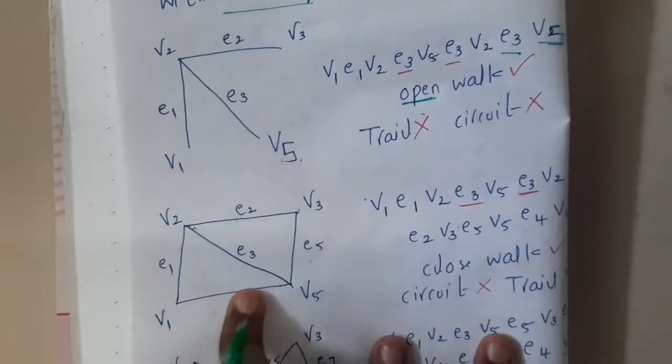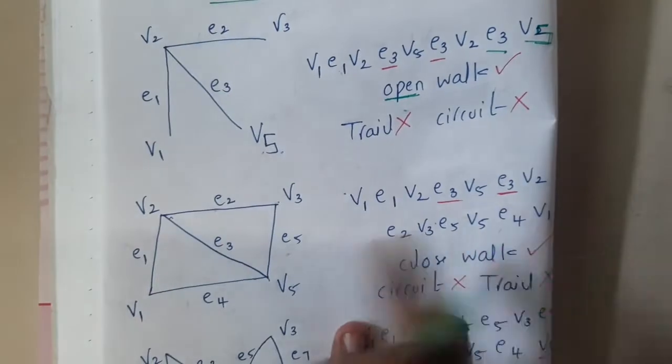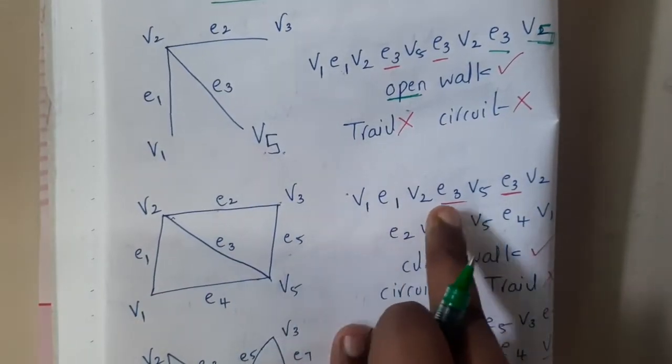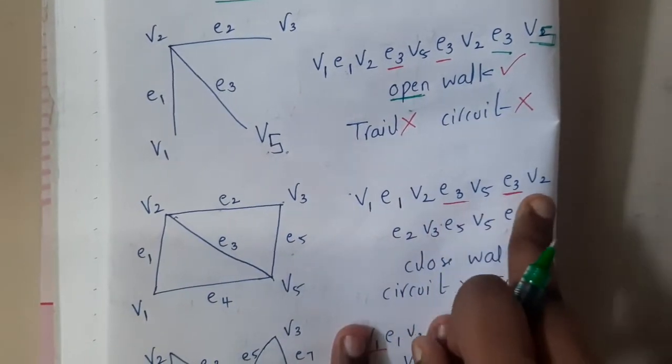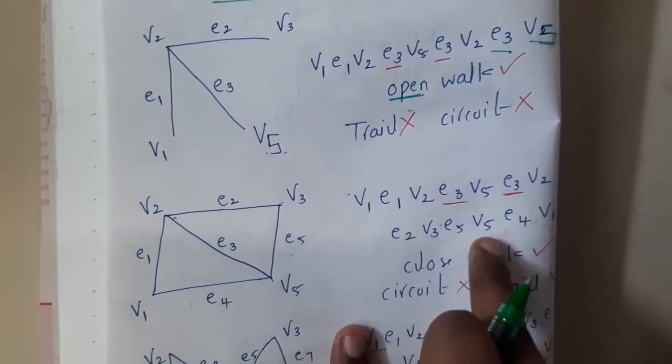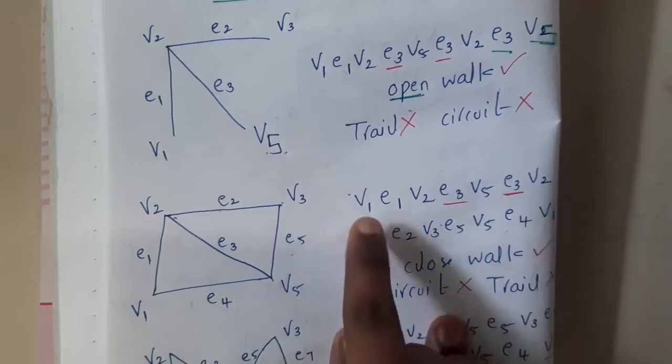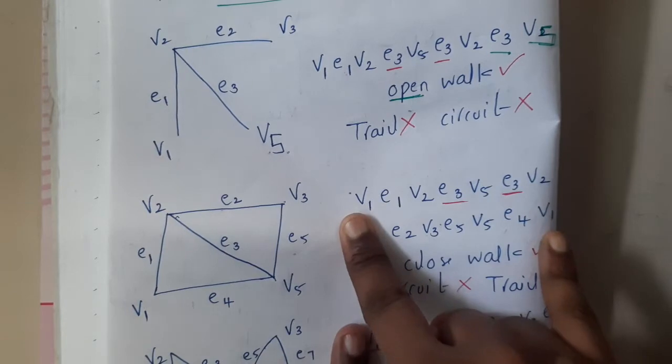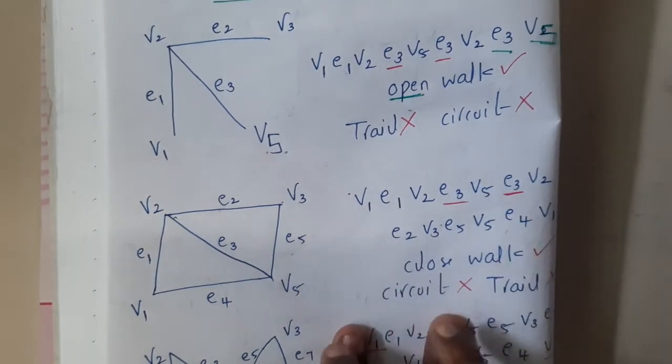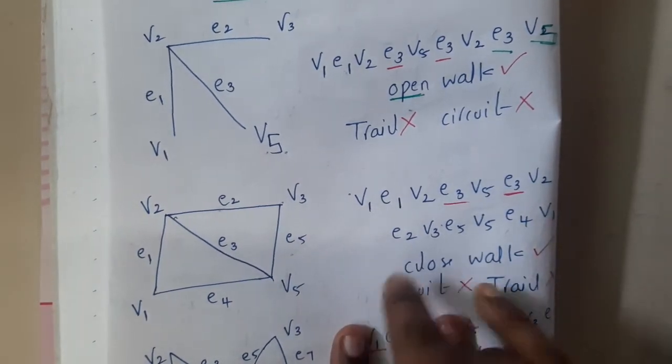So if we take one more example, this is some other graph: V1, E1, V2, E3, V5, E3, V2, E2, V3, E5, V5, E4, V1. So it starts and ends with the same vertex. Hence it is a closed walk, so it cannot be a trial. Can it be a circuit, guys?